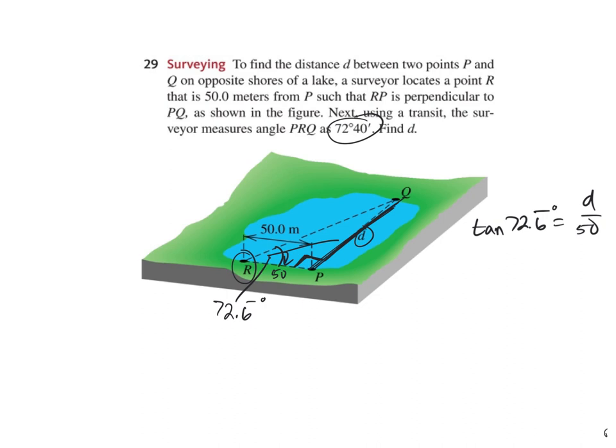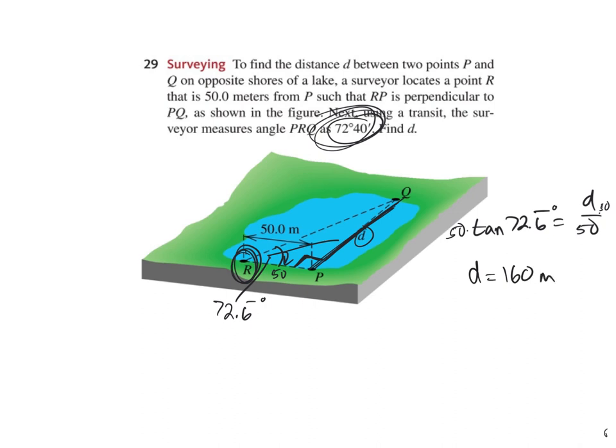Okay, so we use tangent because we're starting at R, and we're going to use D and 50, which is the opposite leg and adjacent leg. So tangent of 72.6. You had to convert the 72 40 to decimals, and we multiplied by 50 on both sides. So on your calculator, you take 50 times the tangent of 72.6, and you get D to be 160, these are meters.